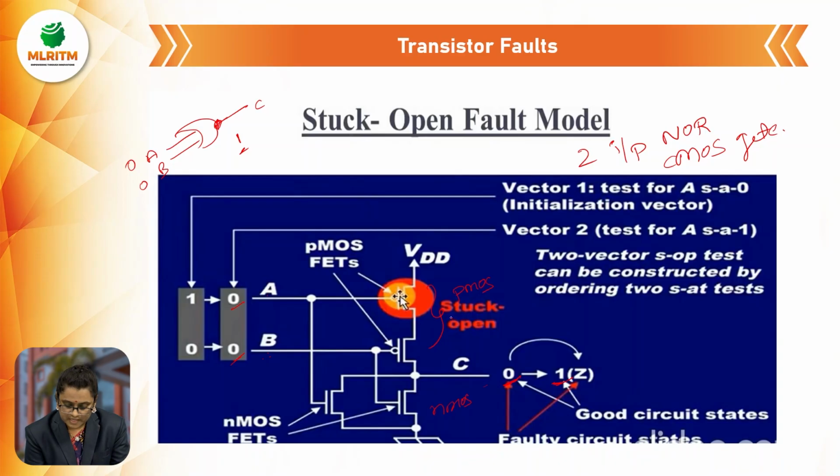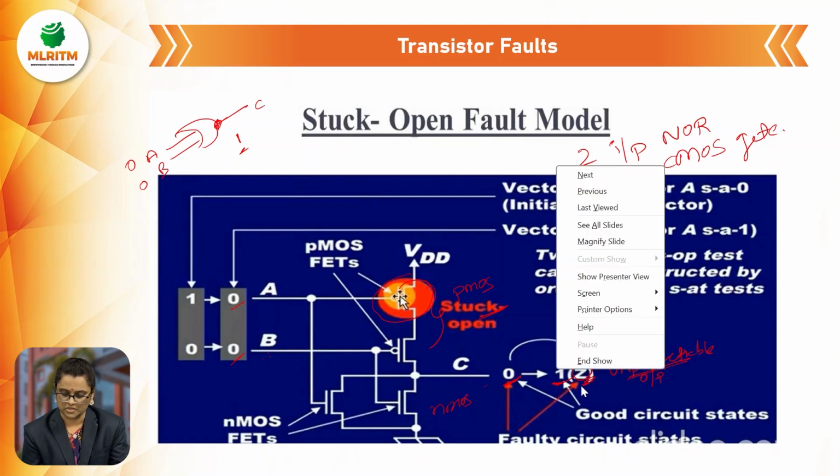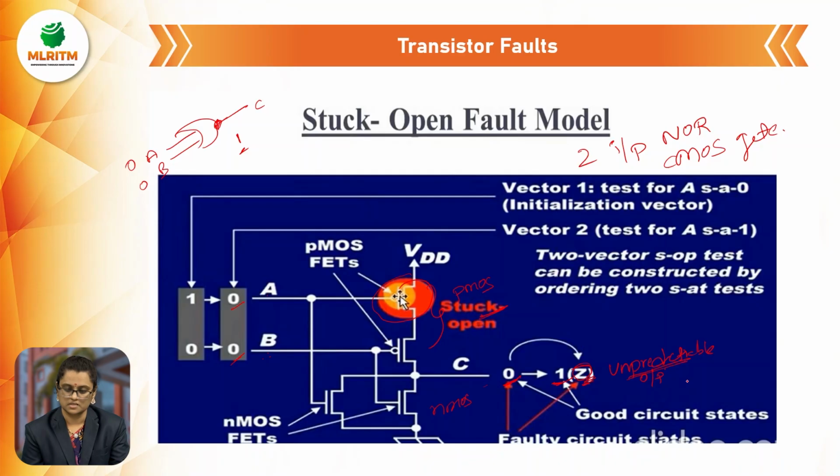If I apply this and the transistor is stuck open, we can get the output Z. This Z determines the unpredictable output. That means we can't say whether the value should be 0 or 1. So that stage is called the unpredictable stage. Okay, so that is called stuck open fault.